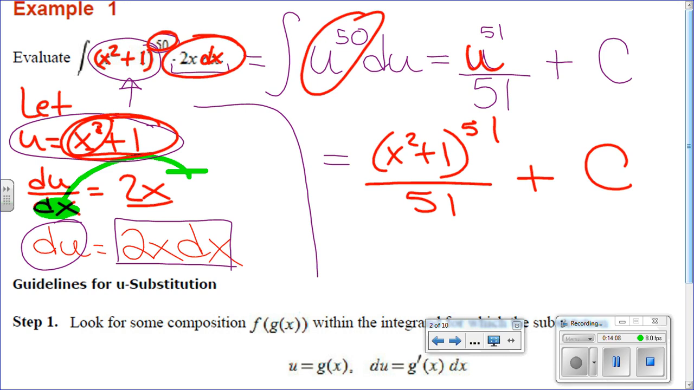Because if your question is this, Sean? Yeah. X squared plus 1 to the power of 50? If it was just that, then you just do x squared plus 1 to the 50. Yeah, you ignore the 2x, but the 2x is there. So that's why you have to use substitution.